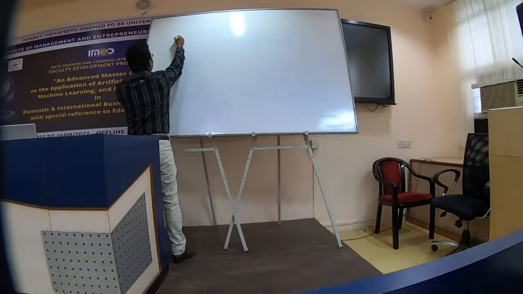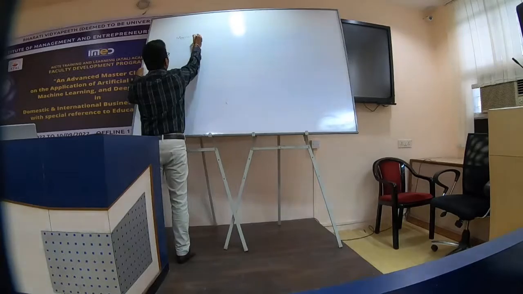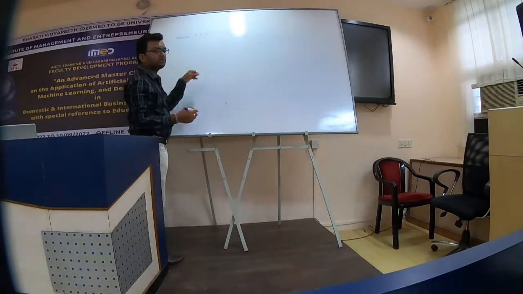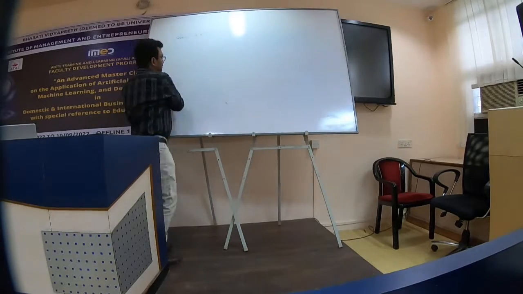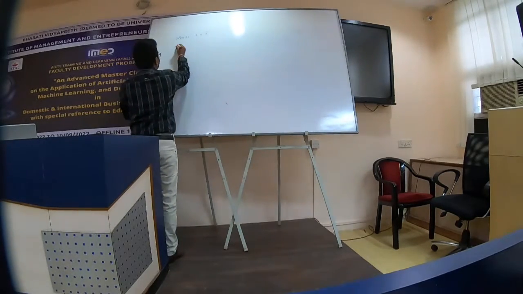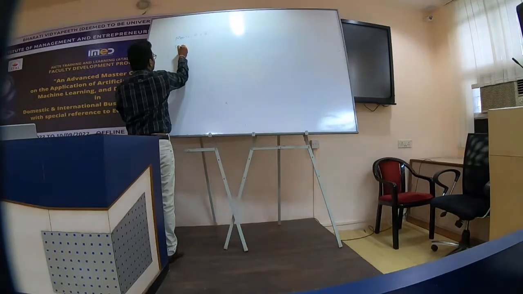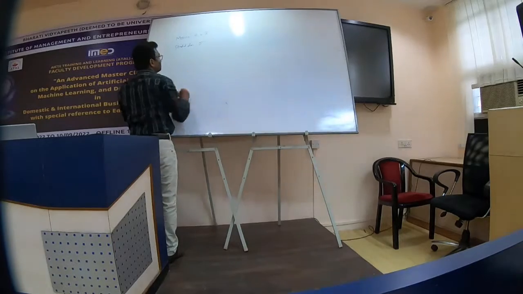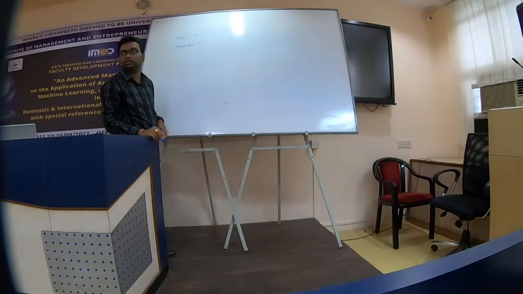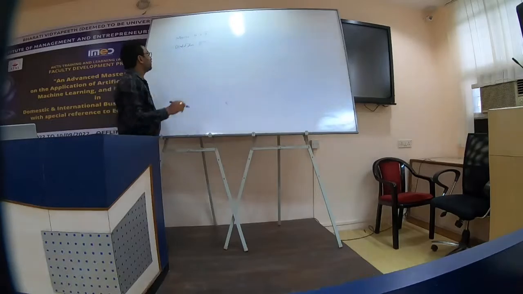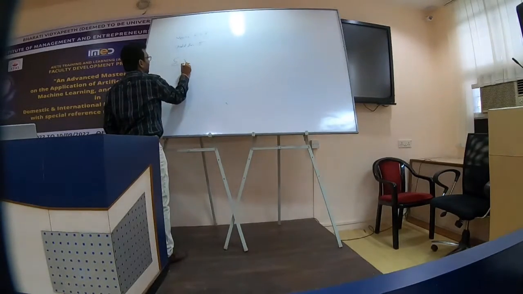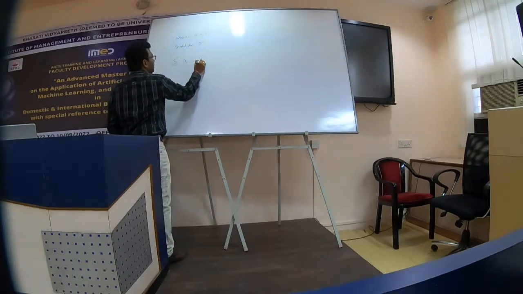So generally mean will be denoted with mu or x bar. Okay, mu or x bar. And standard deviation is denoted with sigma. Okay. So I can say variance formula. What is the variance formula? Like xi minus x bar whole square is what? Variance.